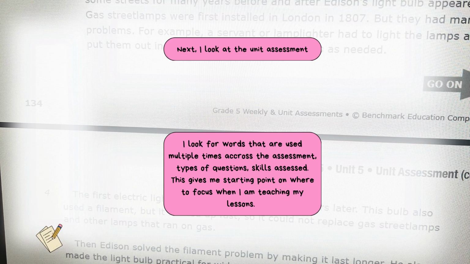I also review their unit assessment to analyze the vocabulary and types of questions included. I check whether multiple questions focus on a particular skill or topic. And based on this, I determine what I need to add to my lessons to help my newcomers, for example, or all my multilingual learners better understand and answer the assessment questions when they take their unit test.